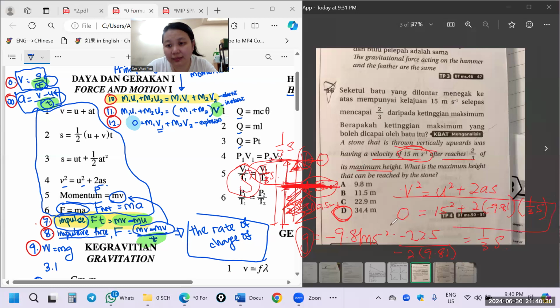Now like this. You see that? We use 1/3 of S. This is quite careful actually. Okay, we use 1/3 of S because we make this the starting point. I said when I reach 2/3 of S is 15, so we make this the starting point. U as 15. So left how much displacement? 1/3.